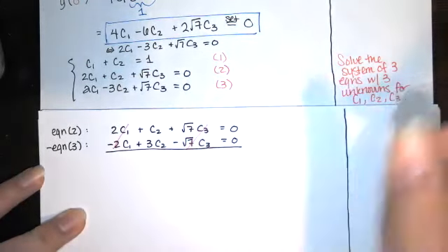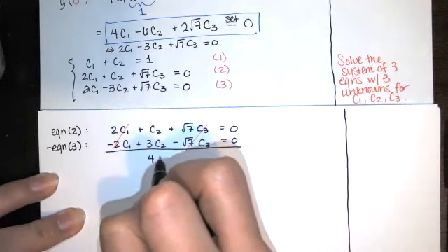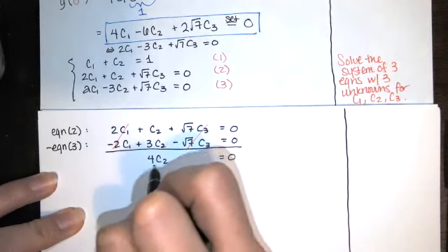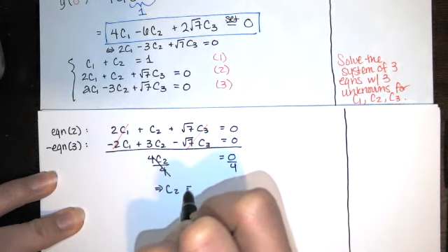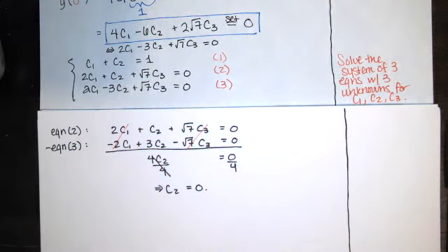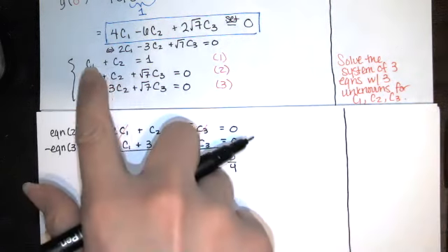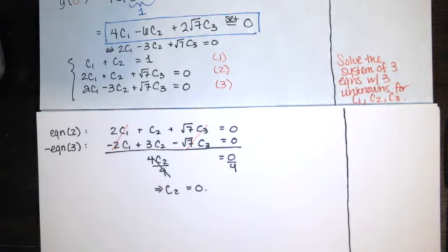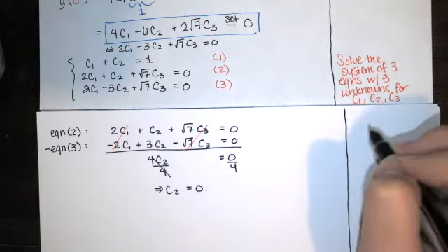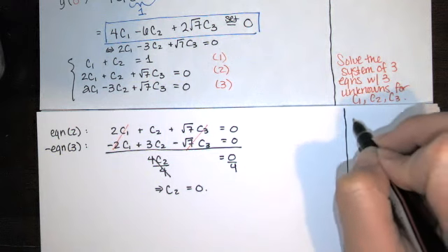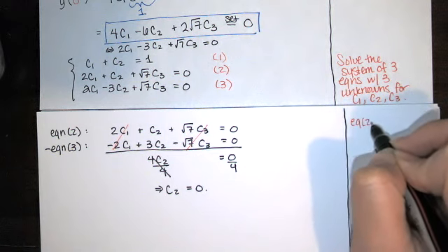These happen to reduce and these happen to reduce. So we get 4 times C2 equals 0. And then if we divide by 4, ta-da, turns out that C2 has to be 0 in order for this to work. Great. Now that I know that C2 equals 0, I can use the first equation to find C1. So we're going to, let's see, what did we do? We did equation 2 minus equation 3.